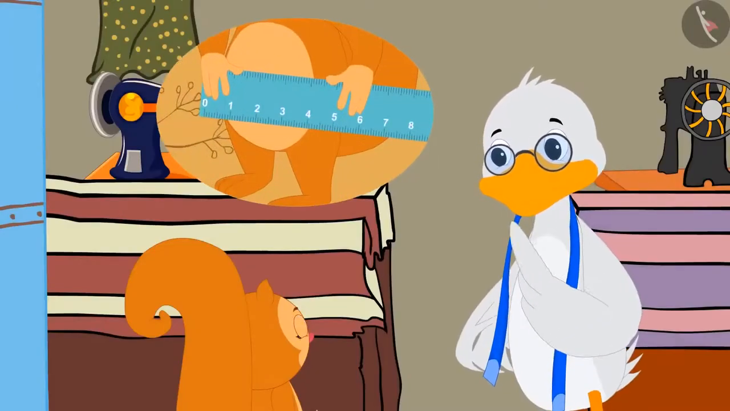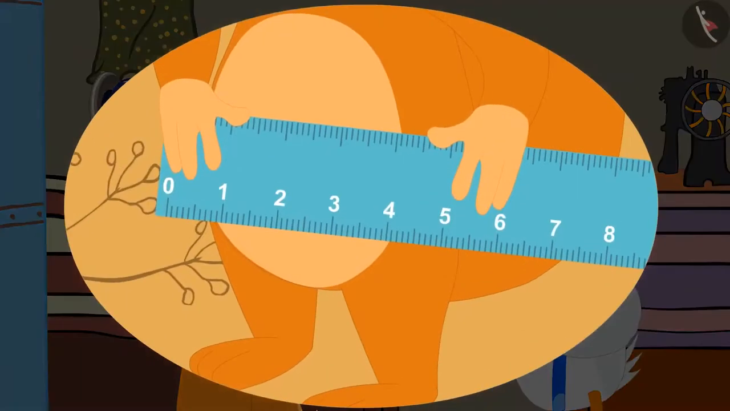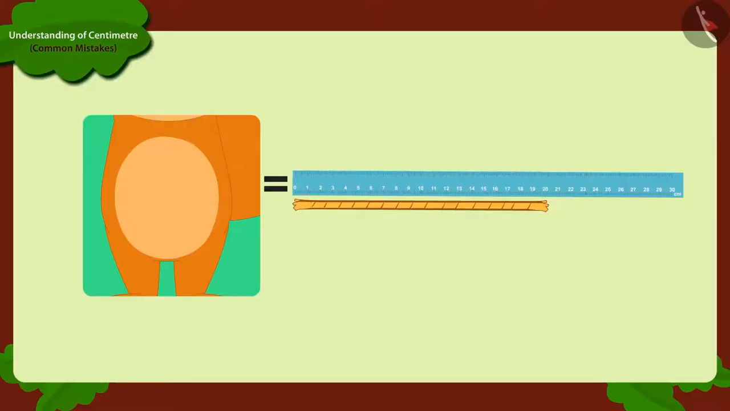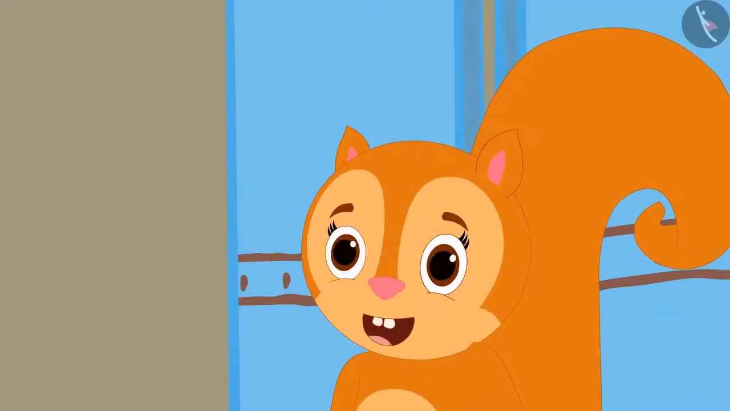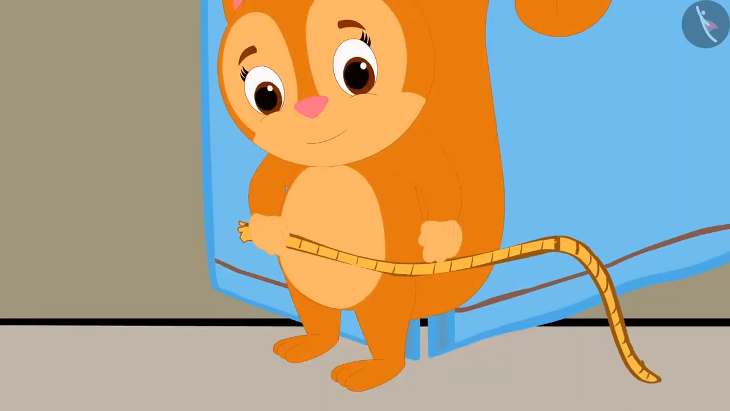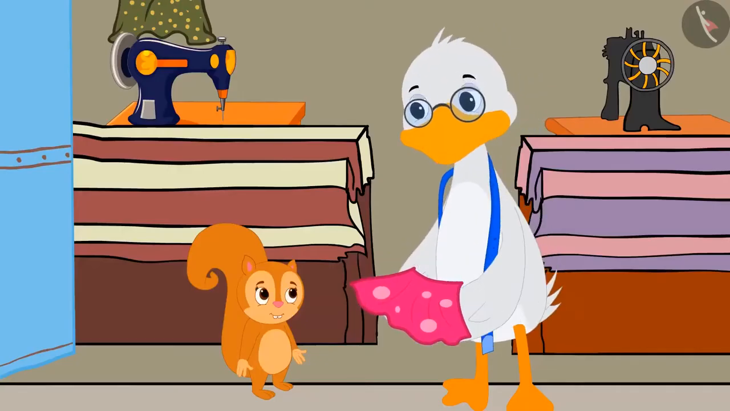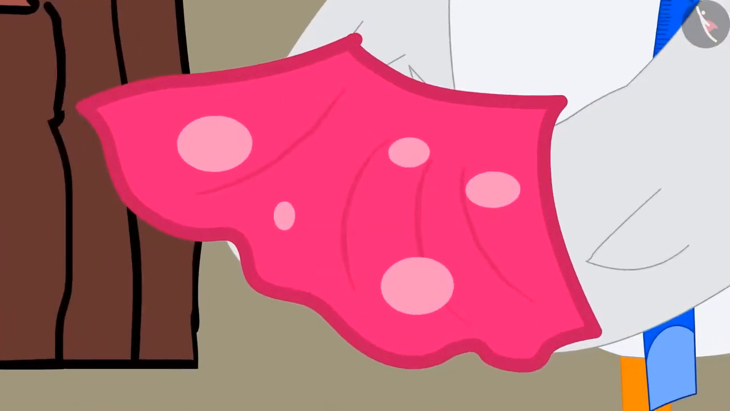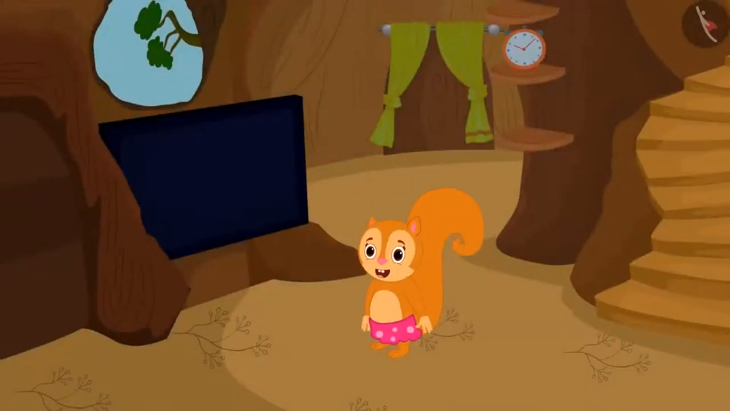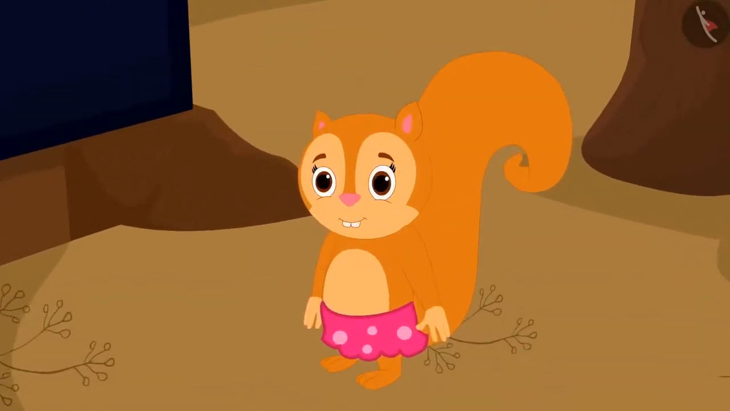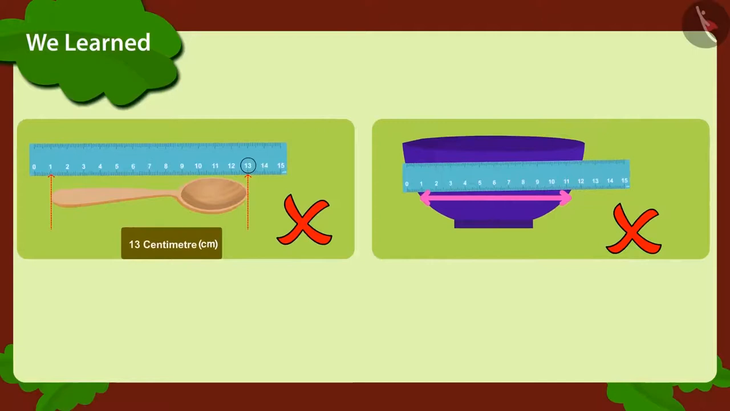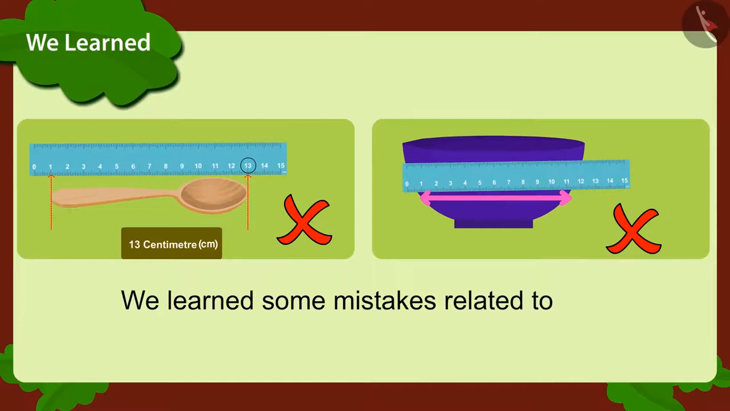When Chanda reached out to Babel Uncle with her own measure, he also explained to Chanda about the mistake that she made. Chanda became very happy after learning this new thing. Now she measured her waist properly and got a beautiful skirt made from Uncle Babel. See how beautiful she looks in her new skirt? Kids, in this video, we learned about some common mistakes related to measurement of length in centimeters.